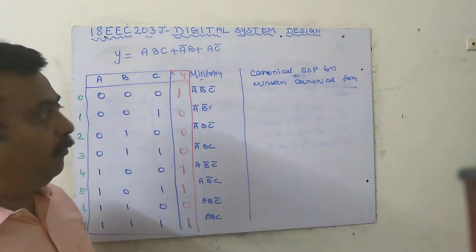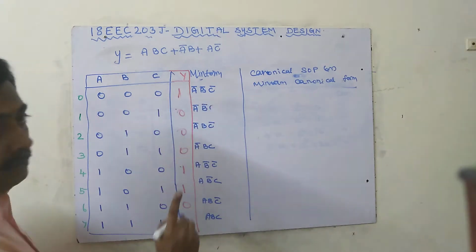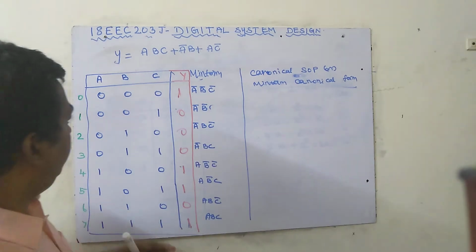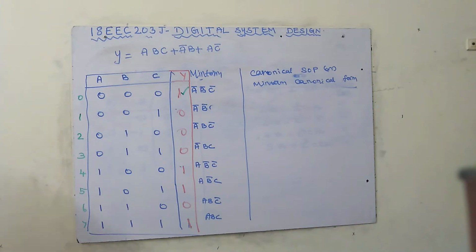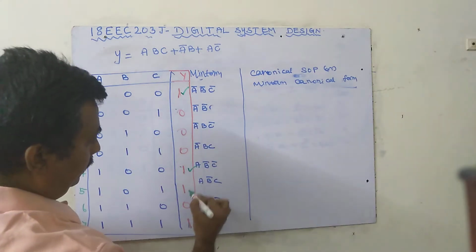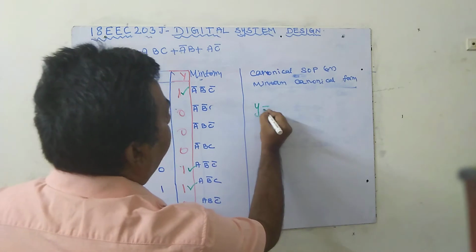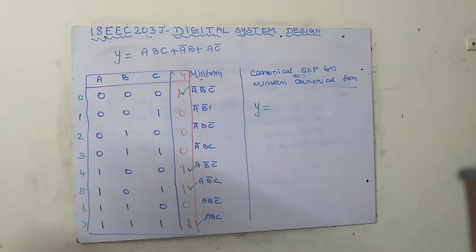Now, what is canonical SOP form or min term canonical form? We have to select the output 1. We should not select output 0, we have to select output 1. Where is output 1? The output 1 is available here. These four 1s we have to select. We have to write in the form Y equal to, and add those min terms. That is called canonical SOP form or min term canonical form.